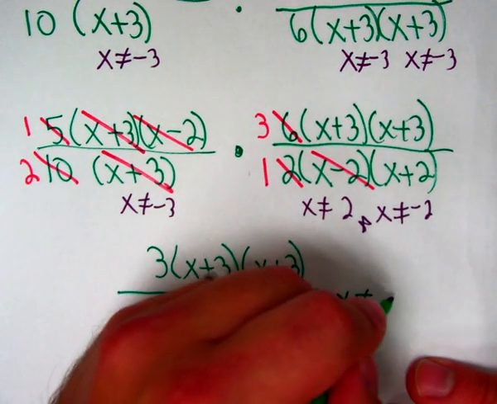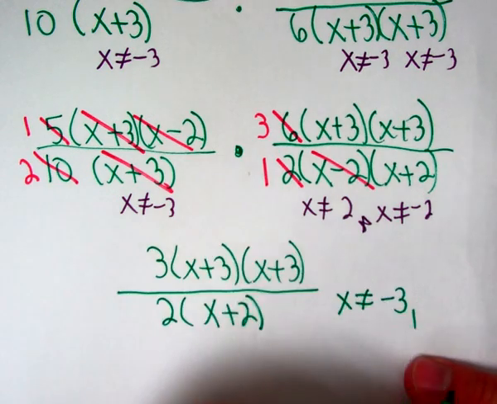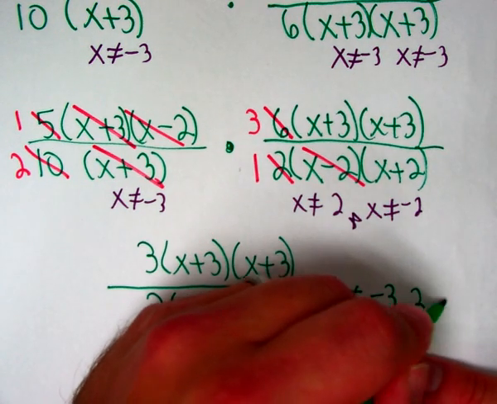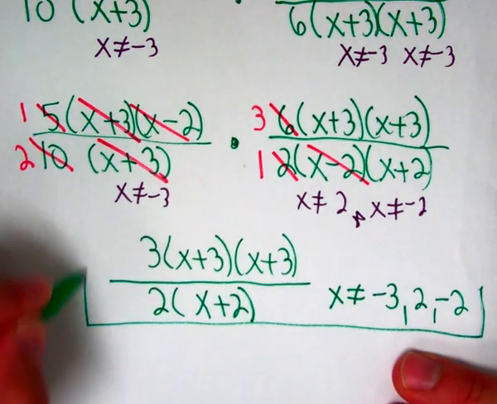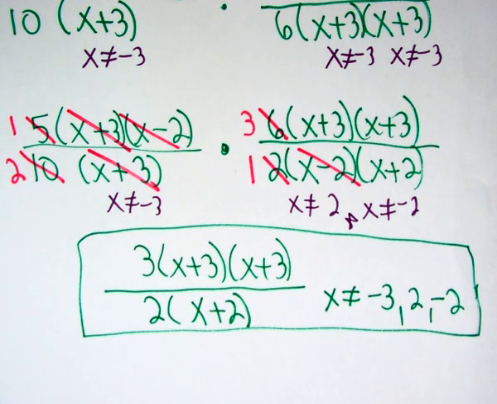X cannot equal negative 3, 2, or negative 2. Whew, that was a lot. Go back, try it again. It's a challenging one, but hopefully you guys were able to do it.